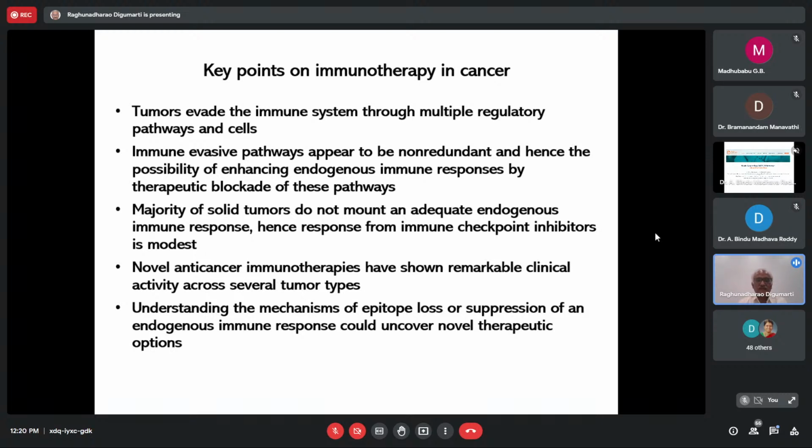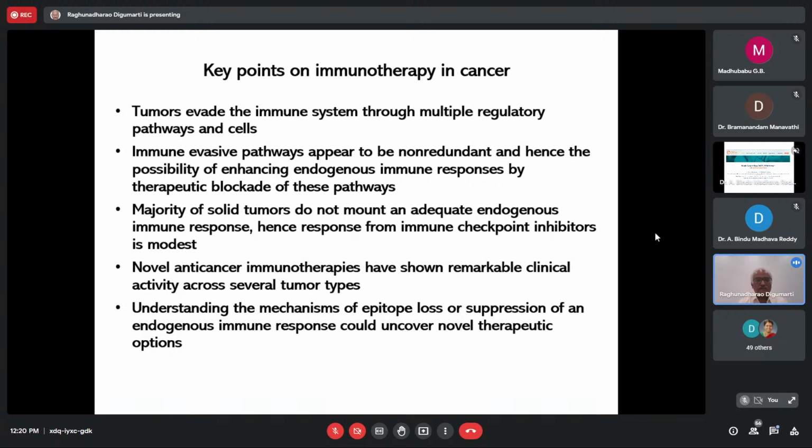Unfortunately, the majority of the solid tumors do not mount an adequate endogenous immune response, and hence response from immune checkpoint inhibitors, if at all, is very modest. In some tumors, it's very dramatic. For example, if you use in melanoma, ipilimumab combinations or nivolumab combinations or a combination of both, that is the blockade with the antigen presenting cell as well as the tumor cell, combinations can produce a dramatic response.